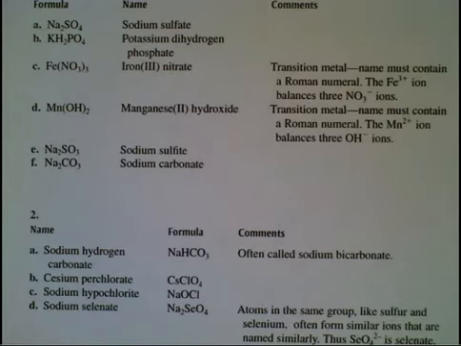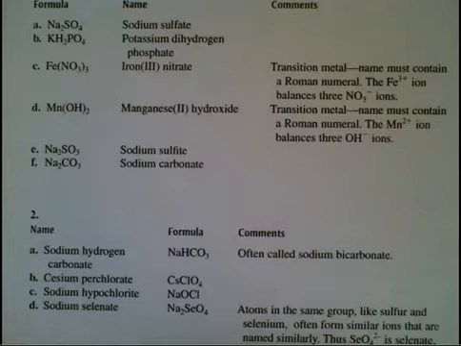B being KH2PO4, that's potassium dihydrogen phosphate. That's a phosphate with dihydrogen. The reason you call that a dihydrogen phosphate is because of the phosphate name, and that is going to be covalently bonded to two different hydrogen atoms, so dihydrogen phosphate with potassium being the metal.